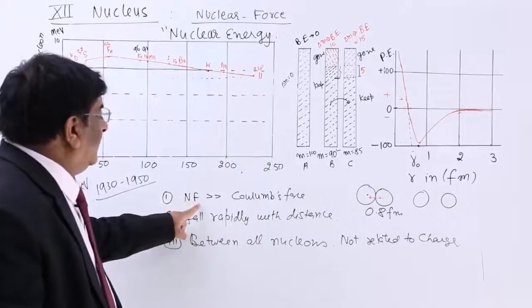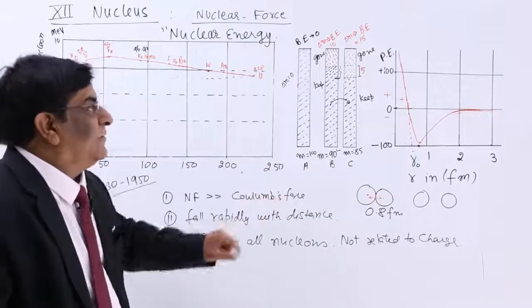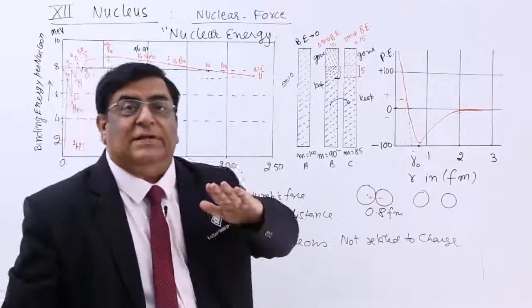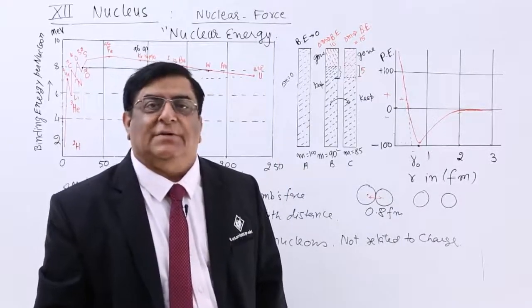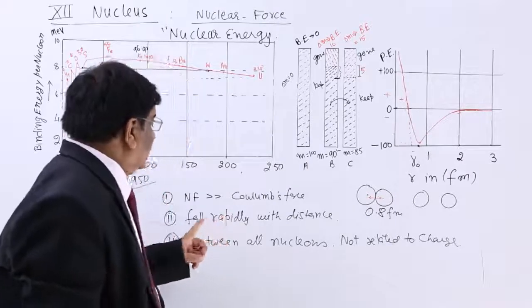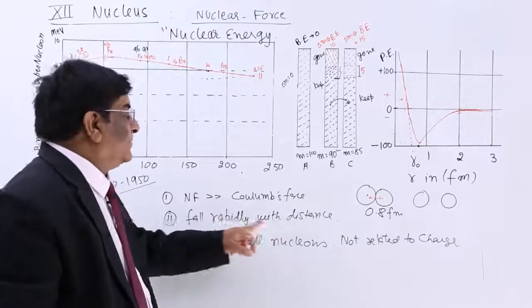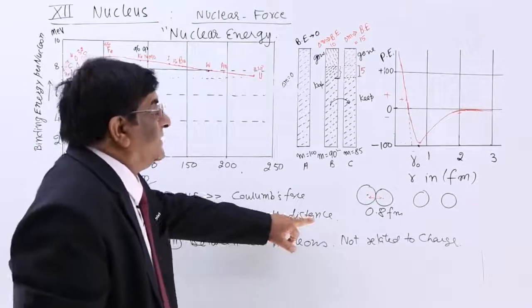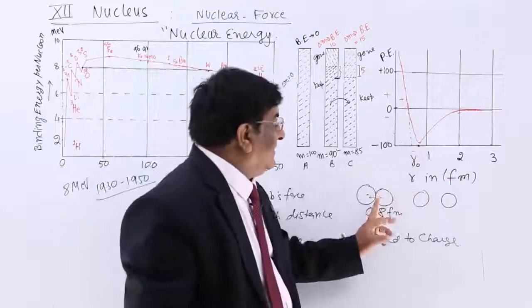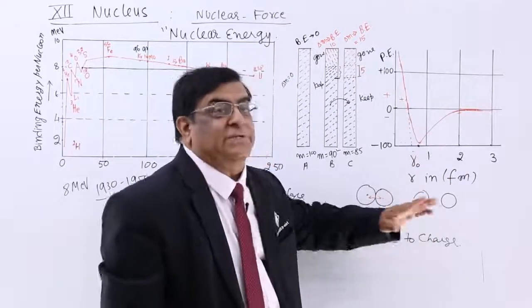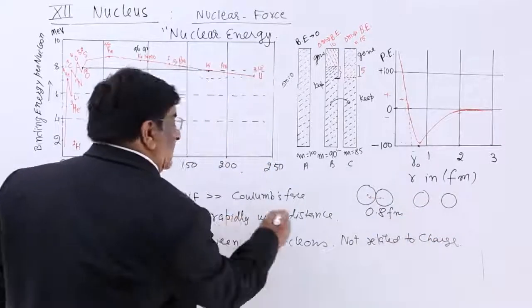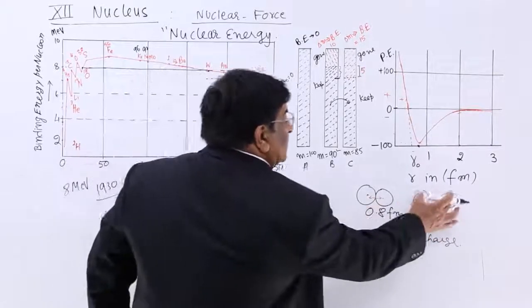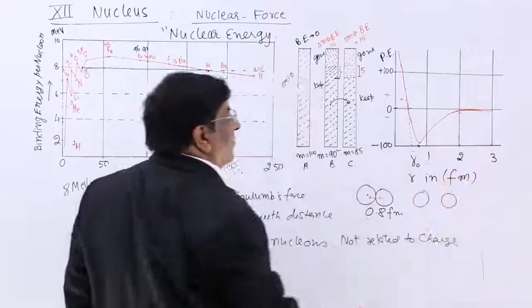So this nuclear force is very large compared to Coulomb's force, about 10 times larger. But at the same time, it is a very short range force. It falls rapidly with the distance. If the distance increases, the force decreases a lot. There is a lot of fall, and if this distance is more, the force is almost zero.